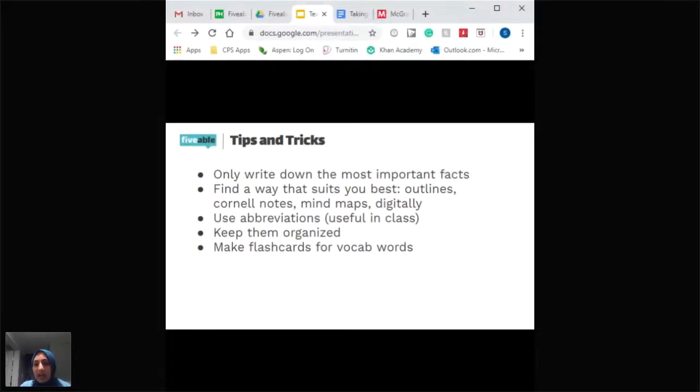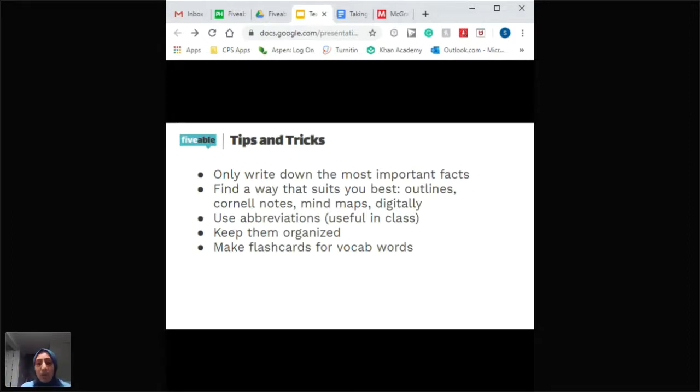So yeah, there's outlines, the basic outlines. I think that's what most of us do. It's basically you'll have a header or a title, and then you'll have one main point, and then you'll have sub notes under that for each main point. So I'll show you an example in just a second.